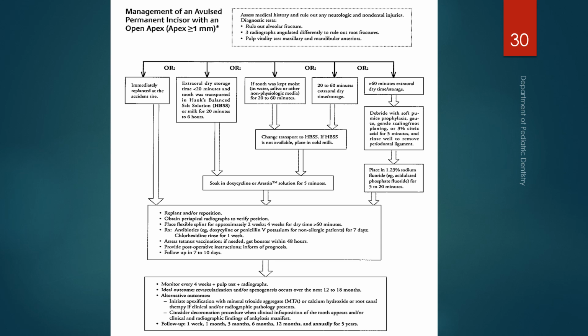Okay, so if the tooth is immediately put back into the socket after the avulsion, then you see on your left side the arrow which shows what you have to do: you have to re-implant and reposition the tooth. You have to obtain a periapical radiograph and verify the position, and then place a flexible splint for 2 weeks, and 4 weeks if the extraoral dry time is more than 60 minutes, and put in antibiotics and tetanus vaccination. And then of course the treatment that has to be done, you can read it on your own.